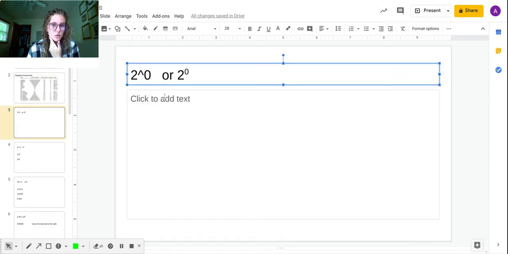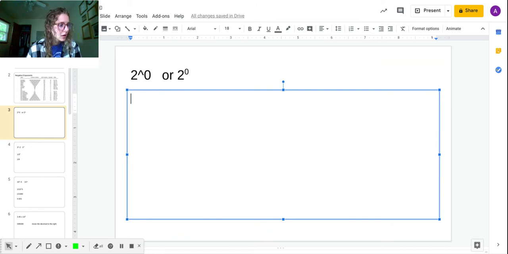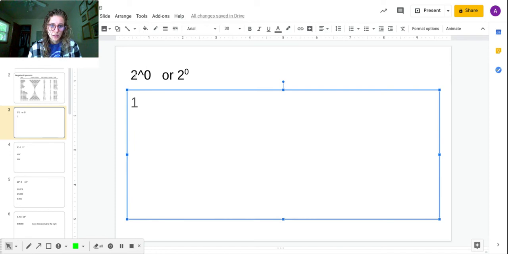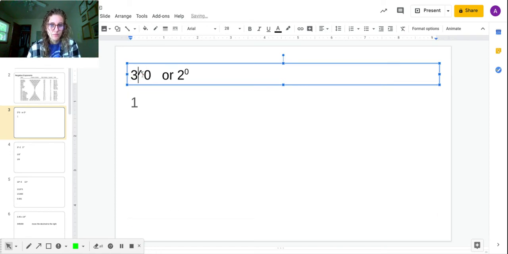So if we have 2 to the 0, our answer is 1. Any number to the power of 0 is 1. Here, let me make that a little bit bigger. Any number. So if I changed this to 3, it's still 1. If I change it to 200, it's still 1. Any way you slice it, anything to the power of 0 is 1.